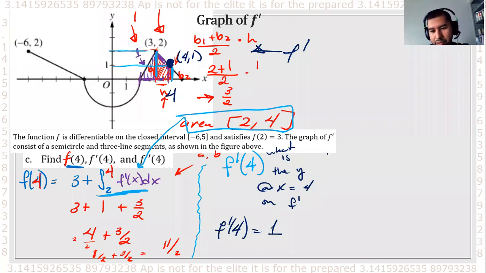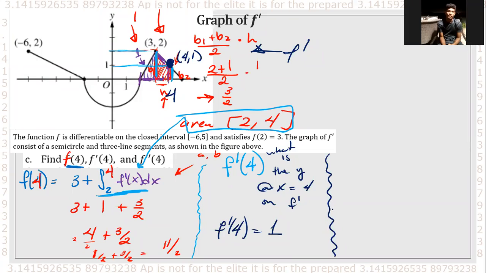Is that okay with everyone? Just looking at the graph. Wait, 1, 1. They're asking you what is the y value at x equals 4 on f prime. And they gave us the graph of f prime. Yes, no? Okay, so it was literally just looking at the graph.